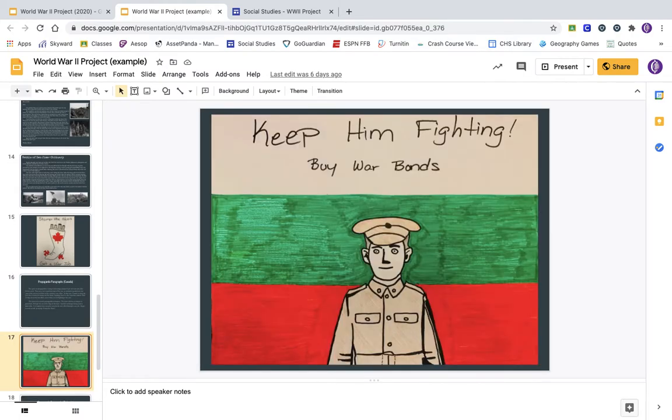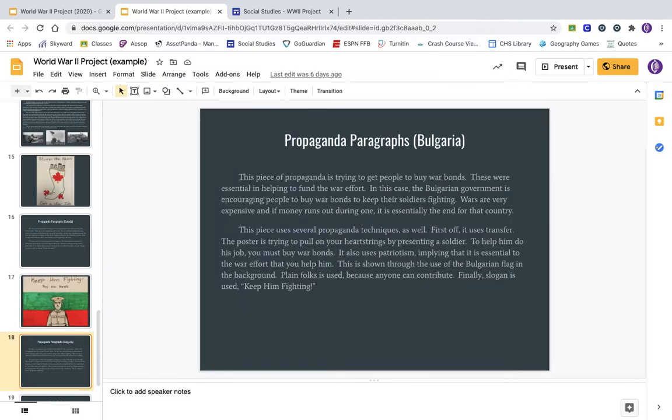Okay, so then I did this one for Bulgaria, so it's a Bulgarian flag behind him, and my markers ran out and I had to compromise and make things a little lighter than they should be. That's why it looks so terrible, but I did it. Keep him fighting, buy war bonds. Okay, and then I did the two paragraphs.